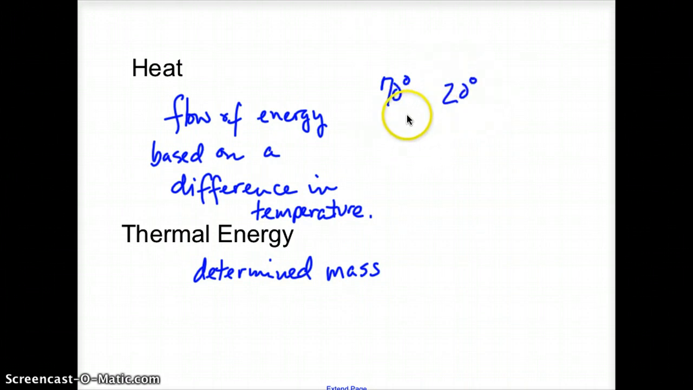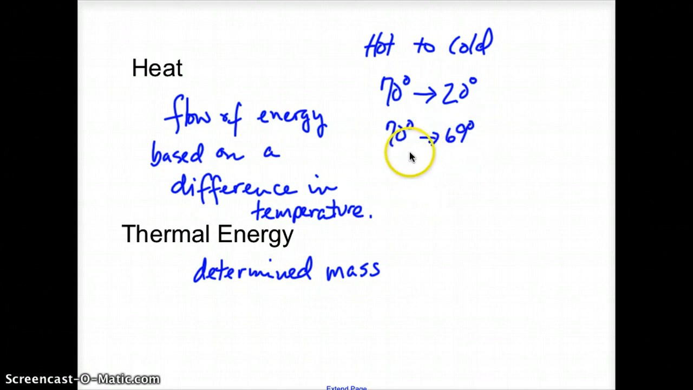Now, which direction? Heat always flows from a hot to a cold substance, and when we say hot to cold, we're talking temperature. So it will flow in this direction. In other words, this will lose heat energy, and this will gain heat energy. The greater the temperature difference, the more heat flows. So if I go from 70 degrees to 69 degrees, I don't have much temperature difference, so not much heat is going to flow.